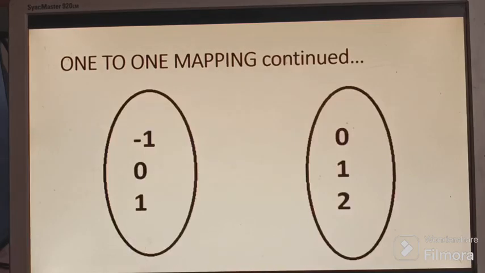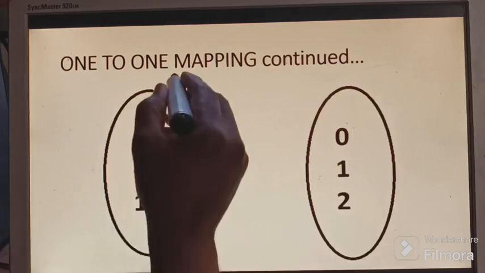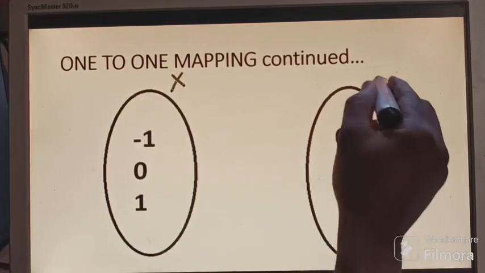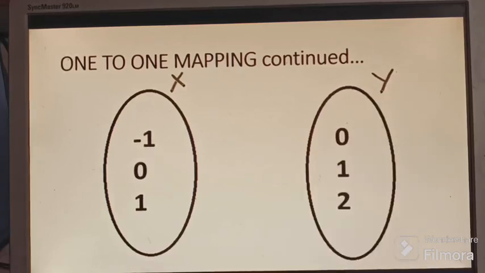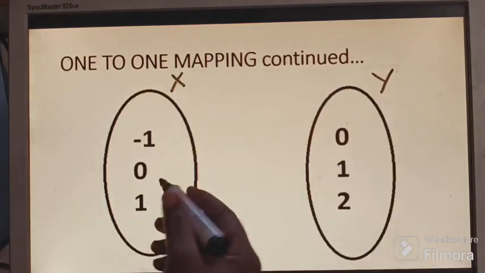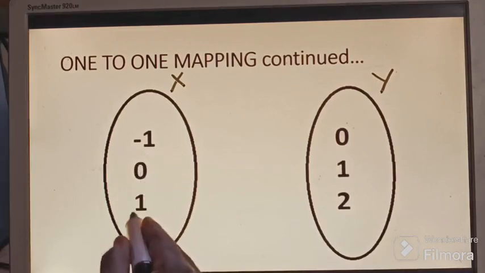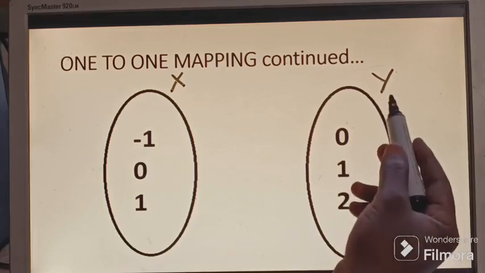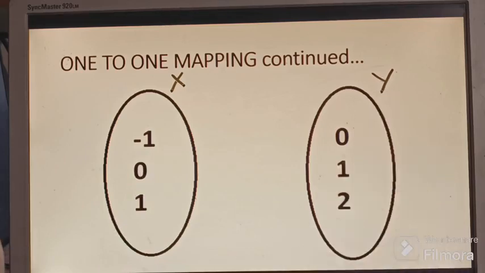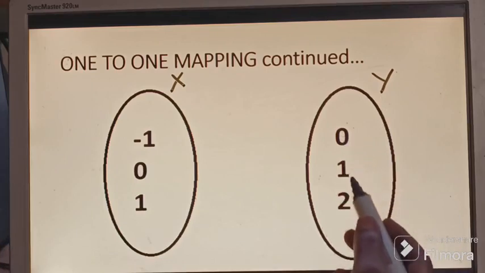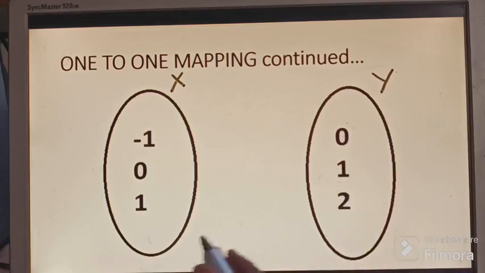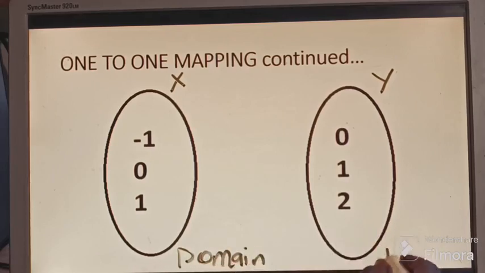So in this example, these are the x values and these are the y values. So these are values, x is -1, 0 and 1, and these are values of our y values, which are 0, 1 and 2. Remember, this is the domain and this is the range. So this is our domain and this is our range.